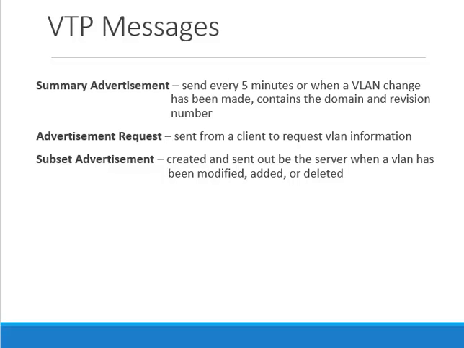A subset advertisement is created and sent out by the server when a VLAN has been modified, added, or deleted. So when we make a change, a summary advertisement is sent out that contains the domain name and the revision number, and following that summary advertisement is a subset advertisement, which will have the VLAN information in it. More than one subset advertisement may need to be sent out.